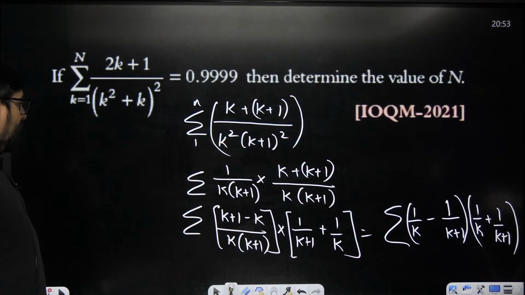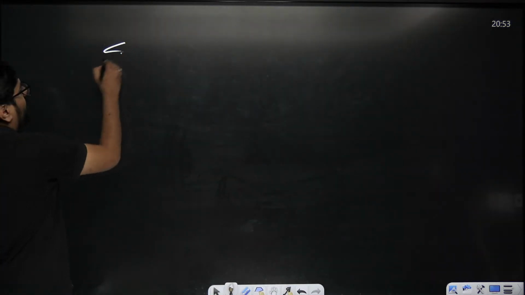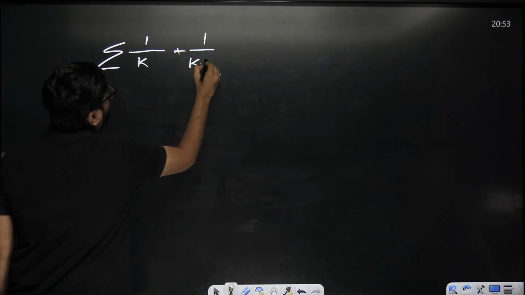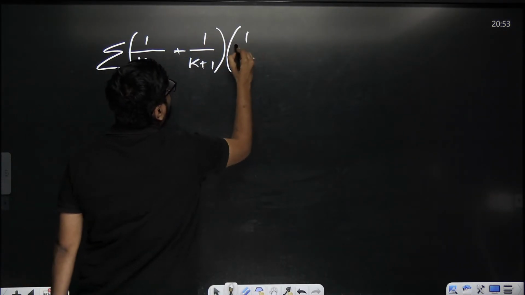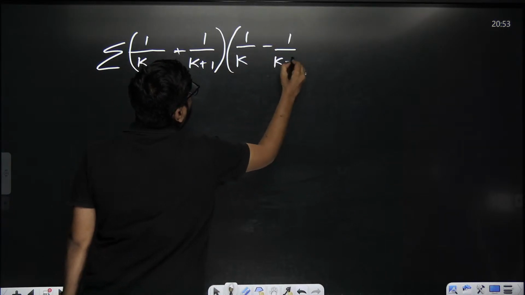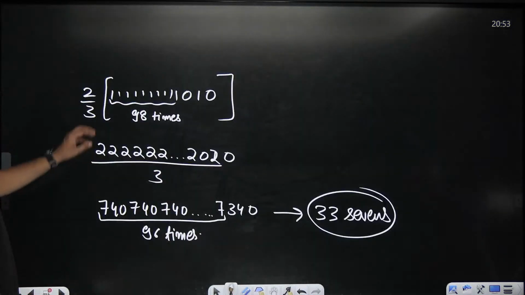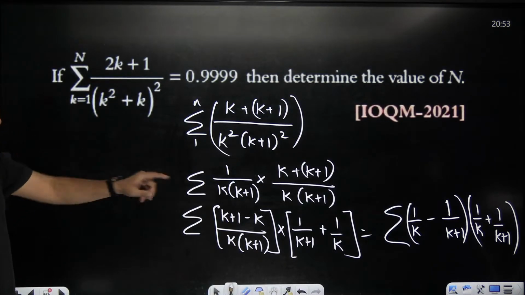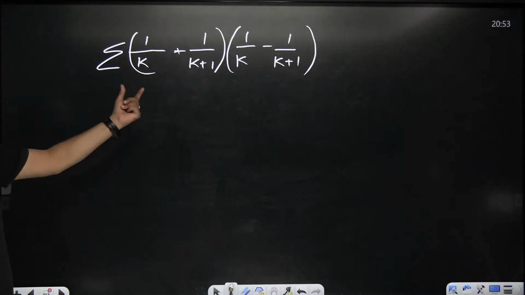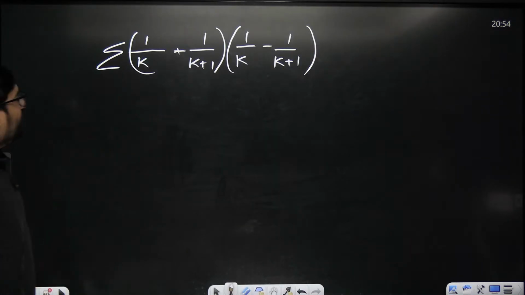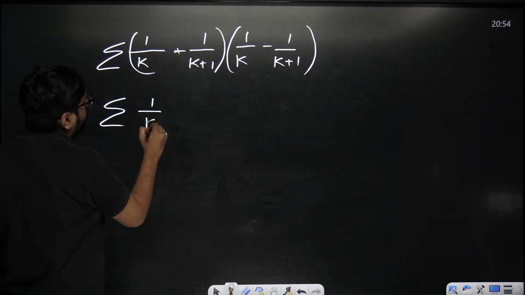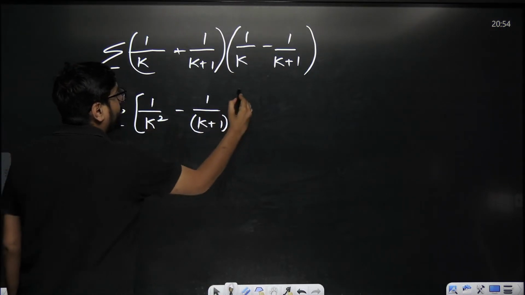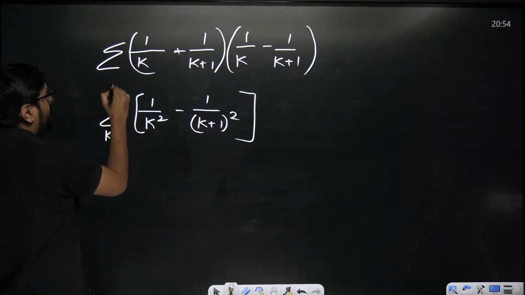So I have broken down my sigma as 1 by k minus 1 by k plus 1, into 1 by k plus 1 by k plus 1. I could have done it with other forms, like if I solve and factorize, that way also I'll be able to do it. But still, this thing is looking much better to me now. Why? Because this is 1 by k square minus 1 by k plus 1 whole square. A square minus b square, with k iterating from 1 to n.